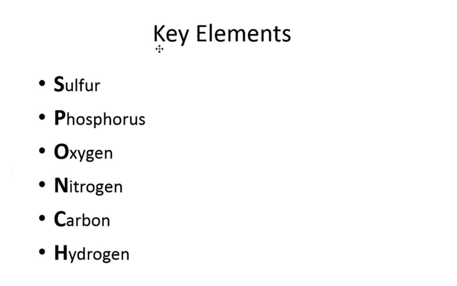Just to start off, I'm going to list some key elements that are found in living things. All living things are primarily composed of these 6 elements. That doesn't mean that there aren't other elements inside living things, but these are the primary elements found in living things. And you'll notice they make a handy acronym, SPONCH. I don't know what that is. Perhaps you can find another word, but that works for me. And they're all, notice, periodic table elements, and they all have the solo letter for the abbreviation.